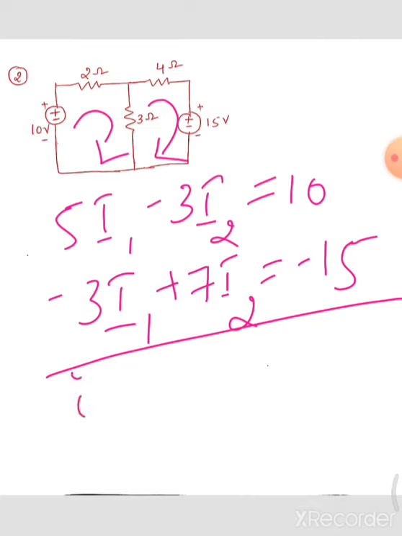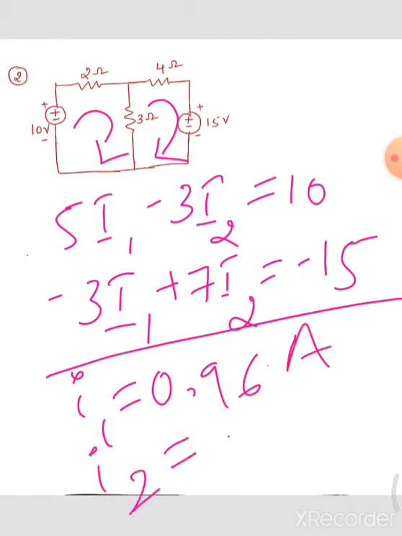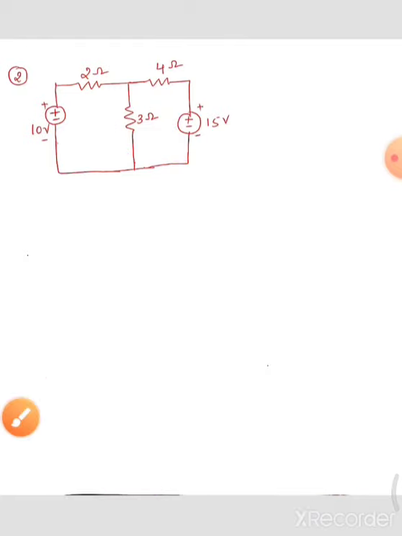You will get I1 is equal to 0.96 amperes, and I2 is equal to 1.73 amperes. Okay, so remember these two answers. And next we'll solve by taking a reverse direction. That is, first one I'll take in this direction, and second I'll take according to the source direction.